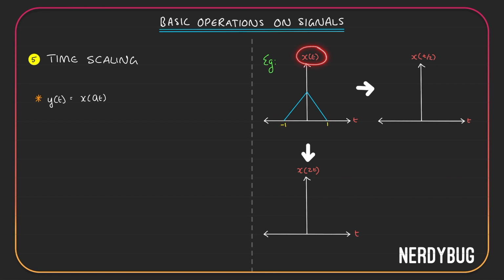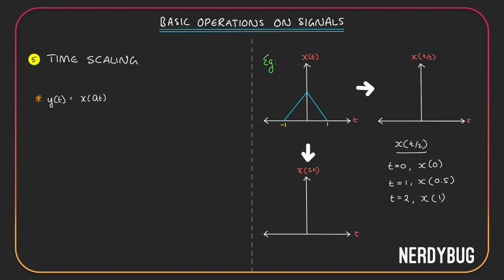This is x of t. We want to find out what x of t by 2 is. Let's try to figure out x of t by 2. At t equal to 0, x of t by 2, x of 0 by 2, I will get x of 0 itself. At t equal to 1, I will get x of 1 by 2, x of 0.5. At t equal to 2, I will get x of 2 by 2, x of 1.